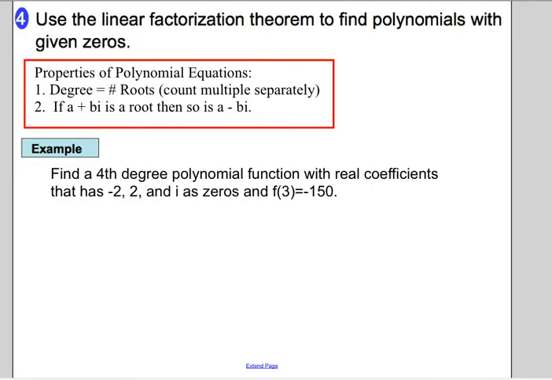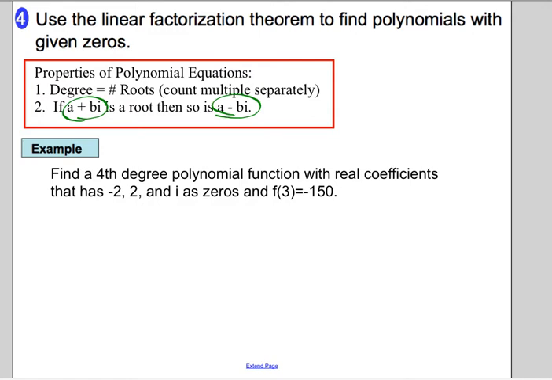Now, in order to do this, you need to know two things. The first is that the degree of the polynomial equals the number of roots. And if that root is repeated, if it works more than once, it's counted separately. Also, if you have an imaginary root, a plus bi, then a minus bi, its conjugate, is also a root. Now, we'll put all that together and we'll try to find the equation of our polynomial.